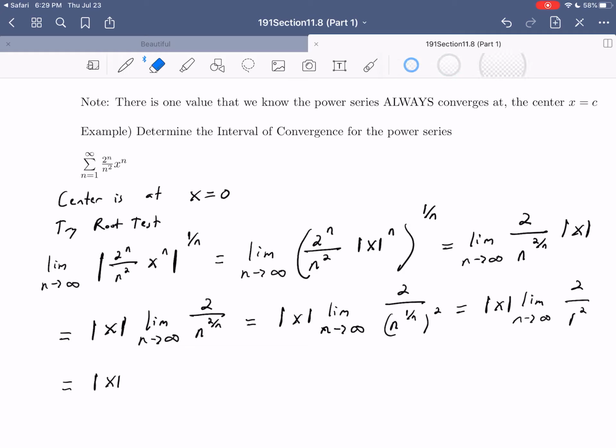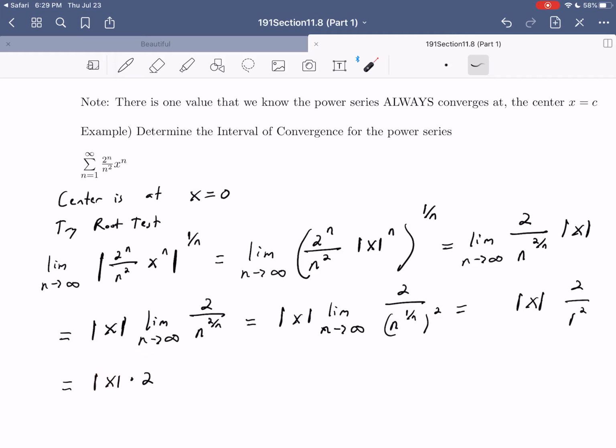I guess we don't really need the limit anymore here, so get rid of that since we used the limit there. So we get absolute value x times 2. Okay, so we tried our root test, and we did all this stuff, and it comes out as absolute value of x times 2. Now you might look at that and say, okay, what I'm supposed to do with root test is if this is less than 1, it converges, and if this is greater than 1, it diverges. But we don't know what this equals because we don't know what x is.